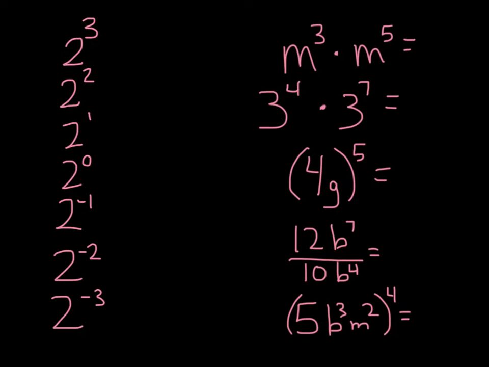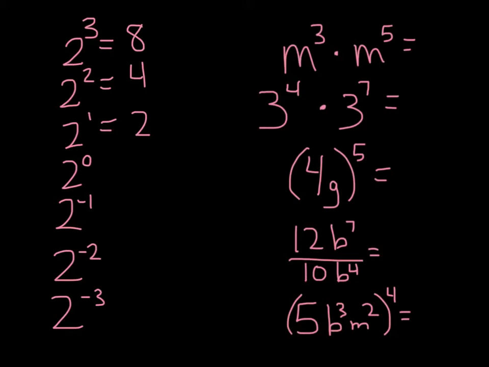To review exponents, just so we remember, 2 to the third is equal to 2 times 2 times 2, which is 8. 2 squared is equal to 2 times 2, which is 4. 2 to the first then would be 2, because you just have one 2. It's the 0 that really messes with people.